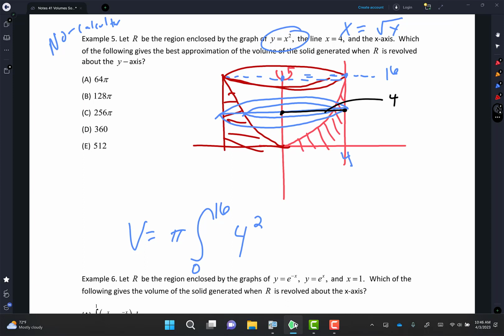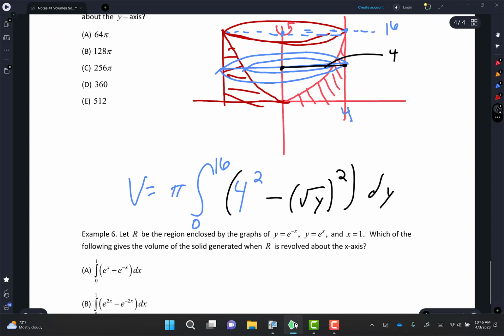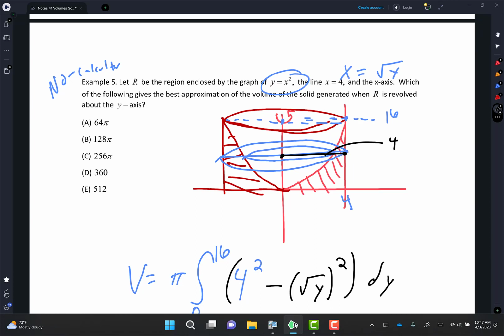Minus, now I need the distance from the y-axis to this curve here. What curve is that? Square root of y, squared, dy. Are we still cool, guys? The distance between the y-axis and that curve is the square root of y. That curve was y equals x squared, right? Before we continue, I need this in terms of y, not x, so x equals the square root of y. So the distance between the y-axis and this curve is the square root of y, and I put it in there as little r, and I square it. Did that make sense? Okay.